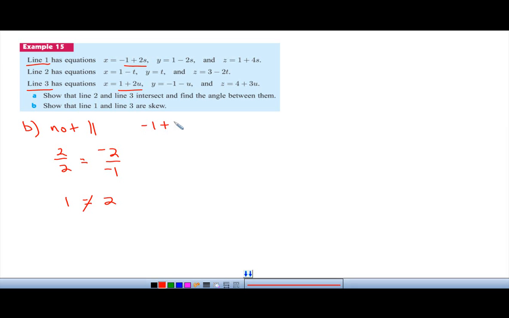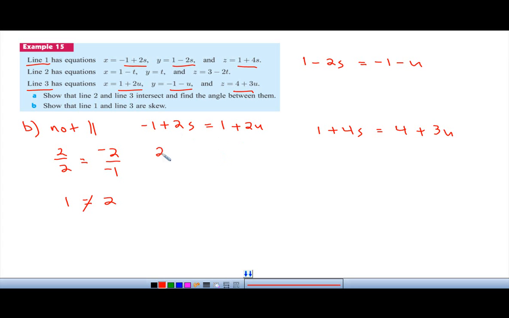-1 plus 2s is equal to 1 plus 2u. Then I'm going to do the same thing with the y's, and then also the z's. So for the y's, I have 1 minus 2s is equal to -1 minus u. And then I have 1 plus 4s is equal to 4 plus 3u. Then I'm going to do some algebra, rearrange everything, get the u's and the s's on the same side.